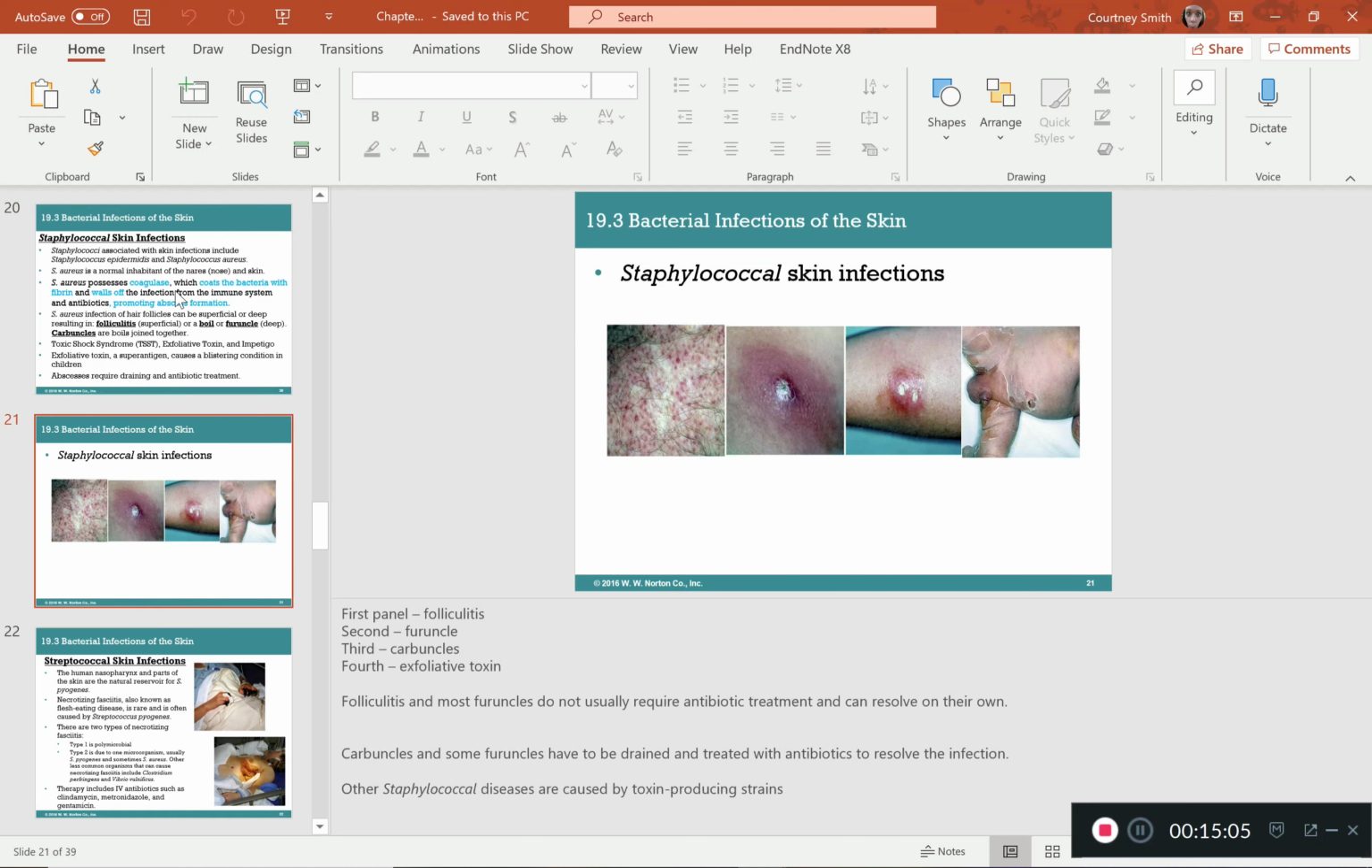So in these pictures, the first one is folliculitis, and then the second one is the furuncle, the boil, because it's only one, whereas a carbuncle is two, so you see two white heads. And then this one is the presentation of the exfoliative toxin, where the top layer is essentially being shed. There are other staph diseases caused by toxin-producing strains, but just know this for Staph aureus.